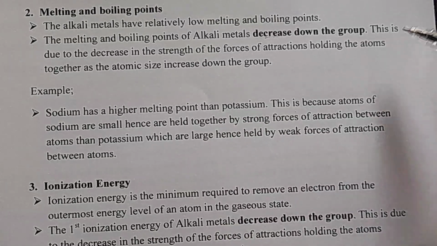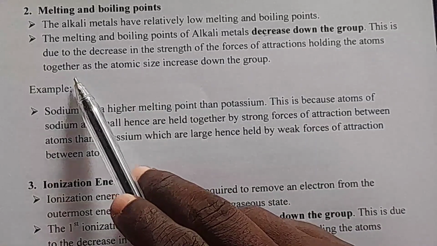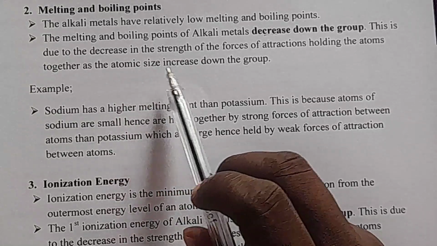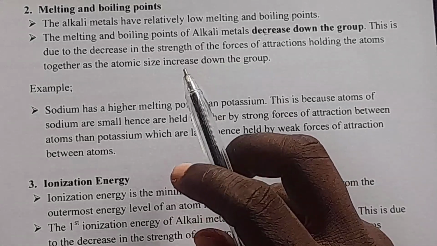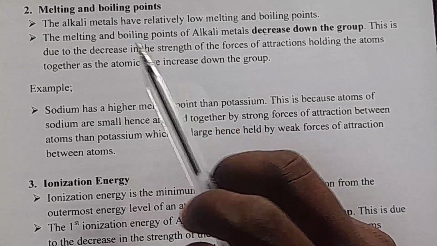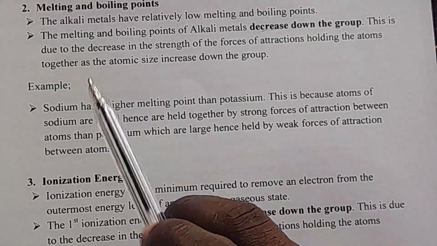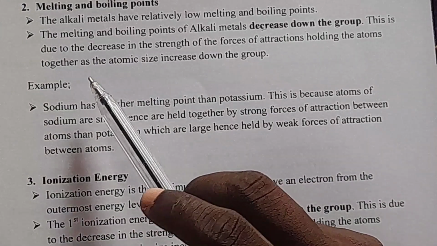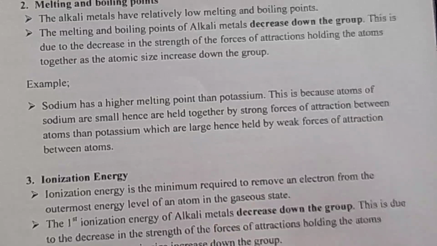So what is the reason? This is due to the decrease in the strength of the force of attraction holding the atoms together as the atomic size, or the atomic radius, increases down the group. So during the exam you can be told, explain the trend in the melting and boiling points of alkali metals. The answer will be: the melting and boiling points of alkali metals decrease down the group. Reason? This is due to the decrease in the strength of the force of attraction holding the atoms of alkali metals together as the atomic radius increases down the group.